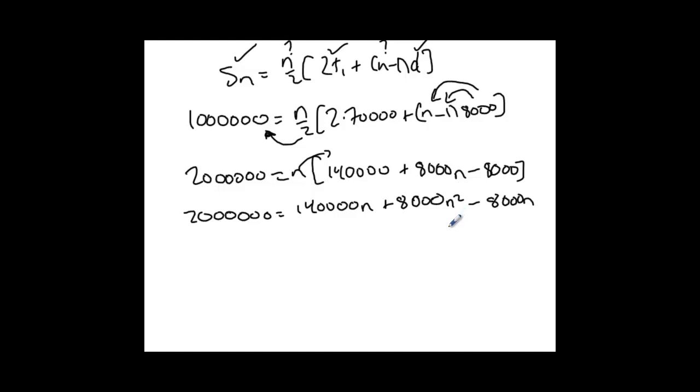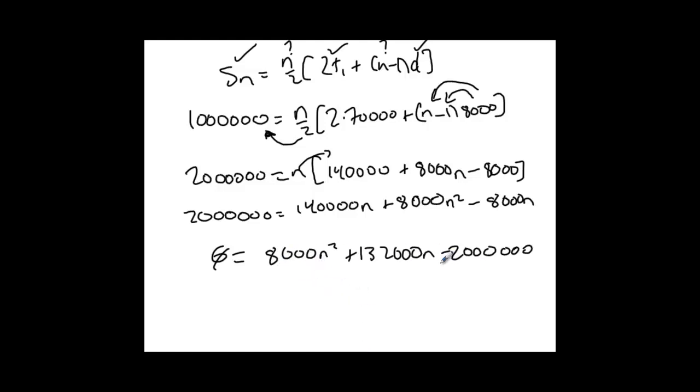So to solve this sort of question, combine your like terms, and let's put our 2 million on the other side. So it might look like this: 0 equals 8,000 n squared, and then 140,000 minus 8,000 should be 132,000 n, and then you're going to be subtracting that 2 million. So now we use the quadratic equation, which is ridiculous, because using the quadratic equation on a question like this is way too big.